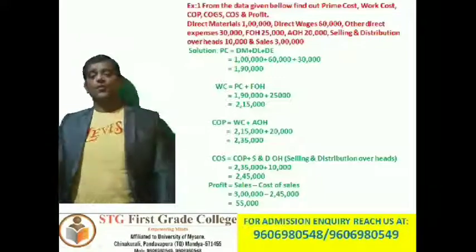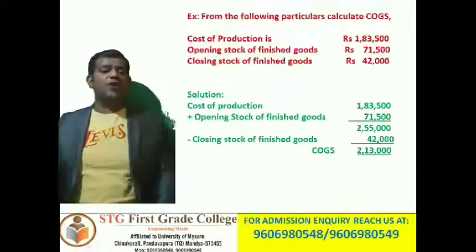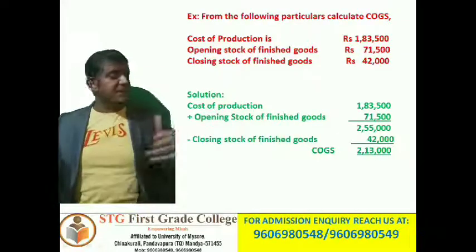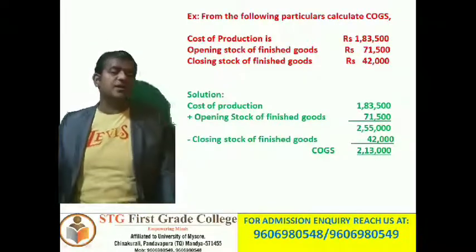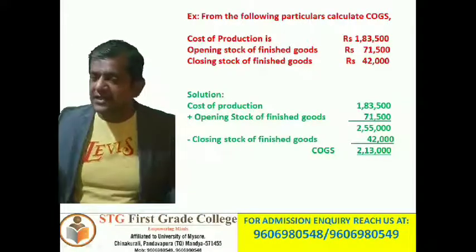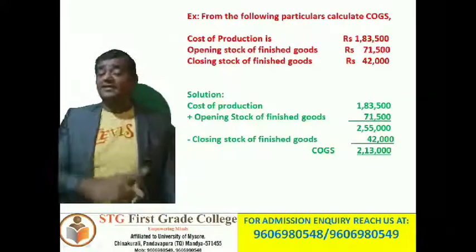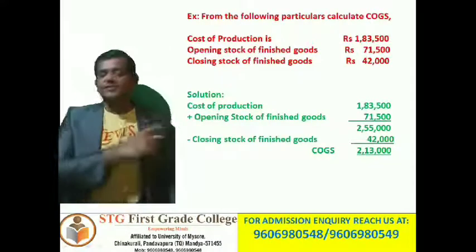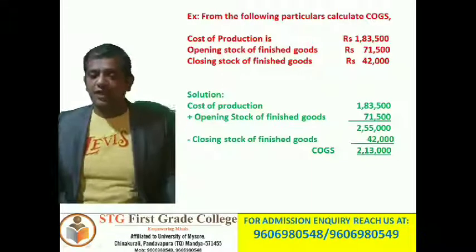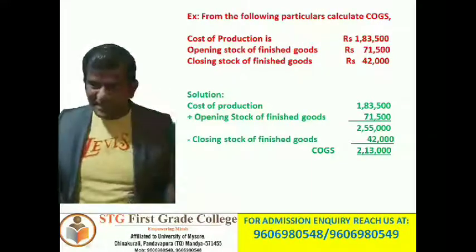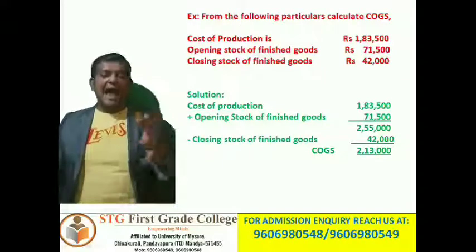Moving further, from the following particulars calculate COGS, cost of goods sold. It is another example. Cost of production is 1,83,500, opening stock of finished goods 71,500, closing stock of finished goods 42,000. Solution for the same: cost of production, take 1,83,500, add opening stock of finished goods.